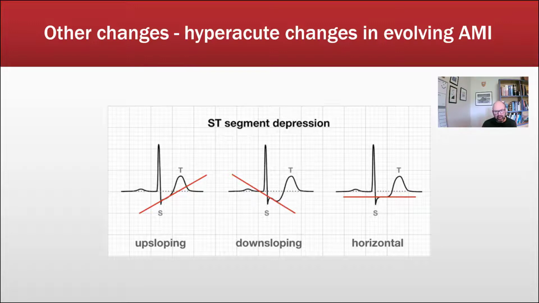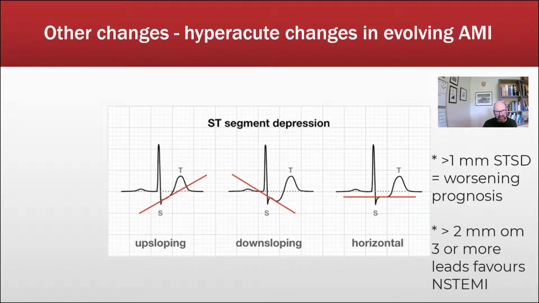The last point I want to make around this is, should the ST segment depression exceed more than 1 millimeter over a couple of leads, the prognosis for the patient worsens. And if it exceeds 2 millimeters in 3 or more leads, it's highly indicative of non-STEMI and worse outcomes.